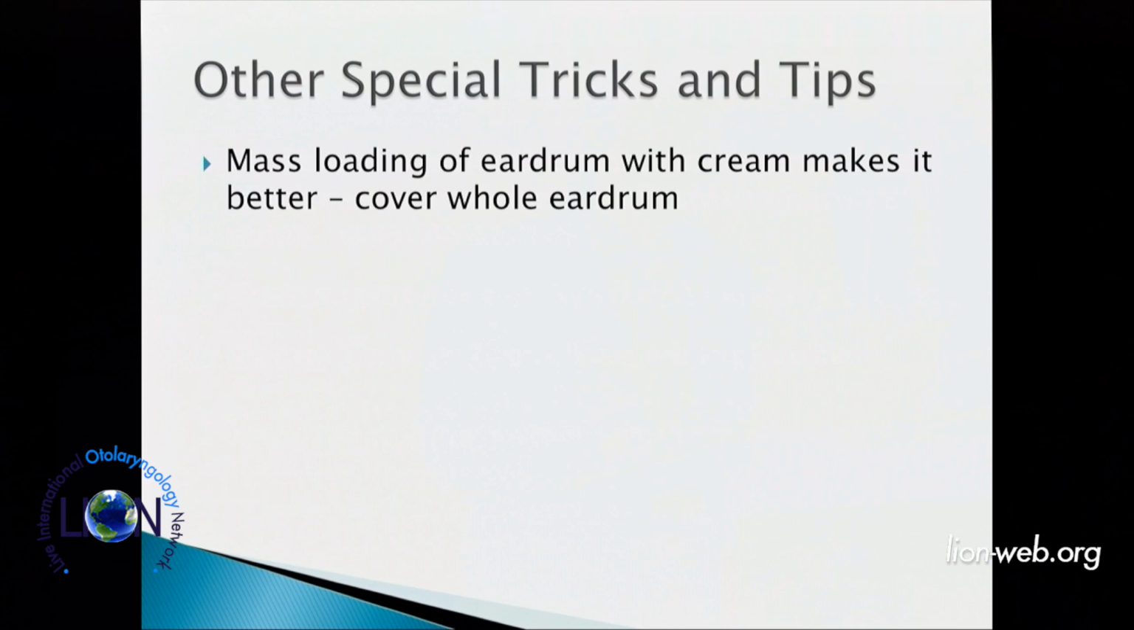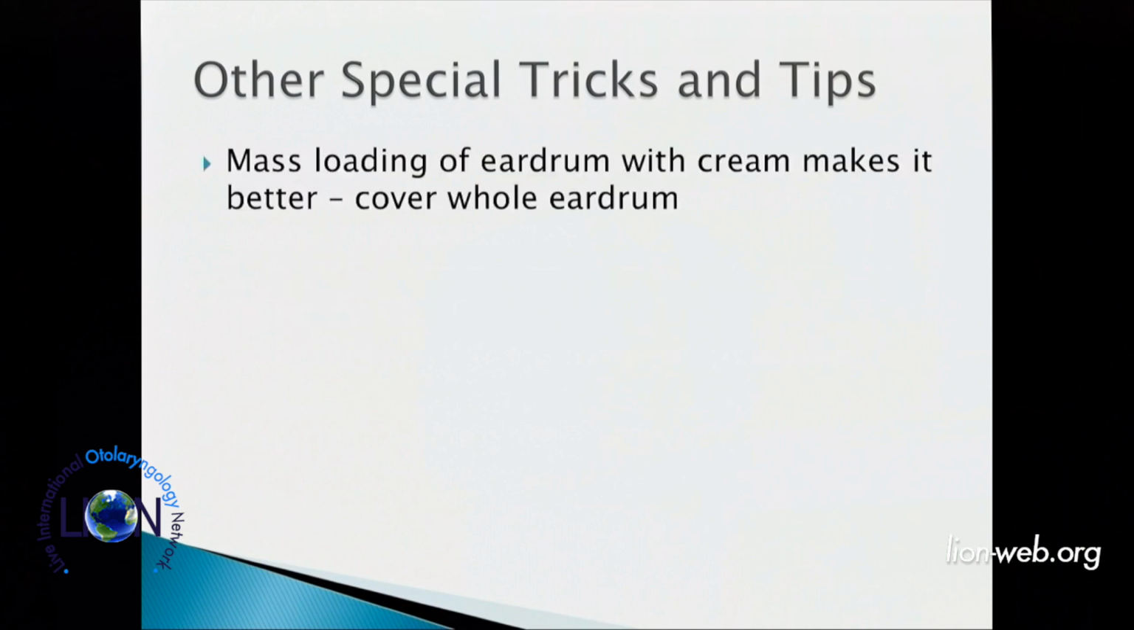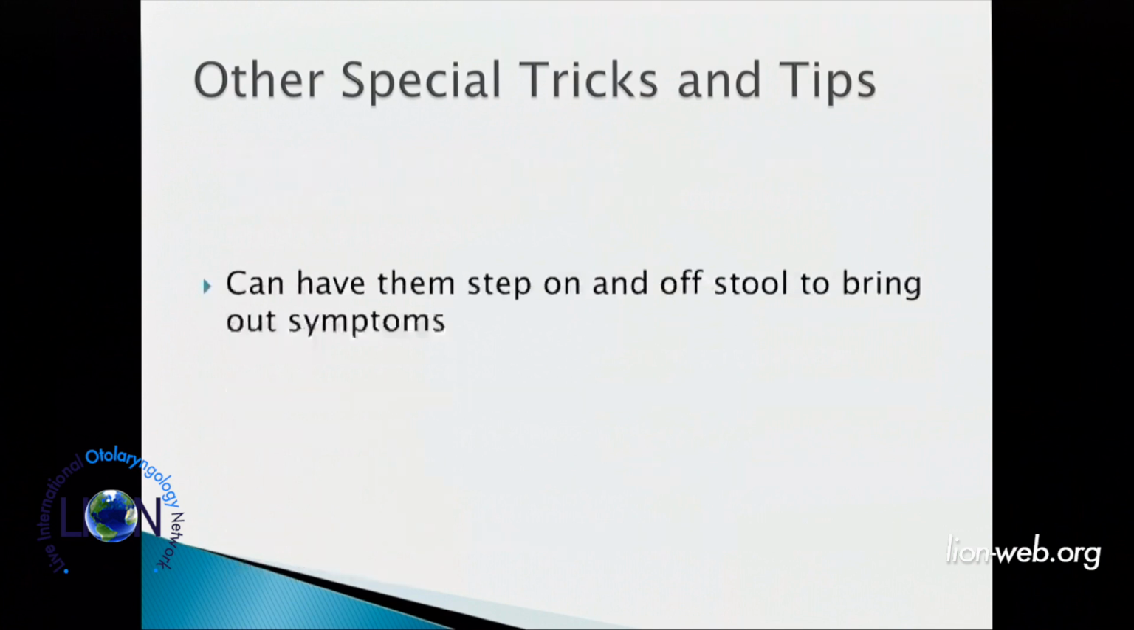One of the things you can do also is put cream on the ear and see if the symptoms go away, and I'll show you how to do that. You just take some cream with a syringe and put it on the eardrum. If they magically get better, that's a very big clue. Sometimes they don't have patulous eustachian tube when they come and see you, but exercise can bring it on, so you can get them to go up and down the stool, exercise, have them come back, and sometimes that will bring on the symptoms, so you can test it.